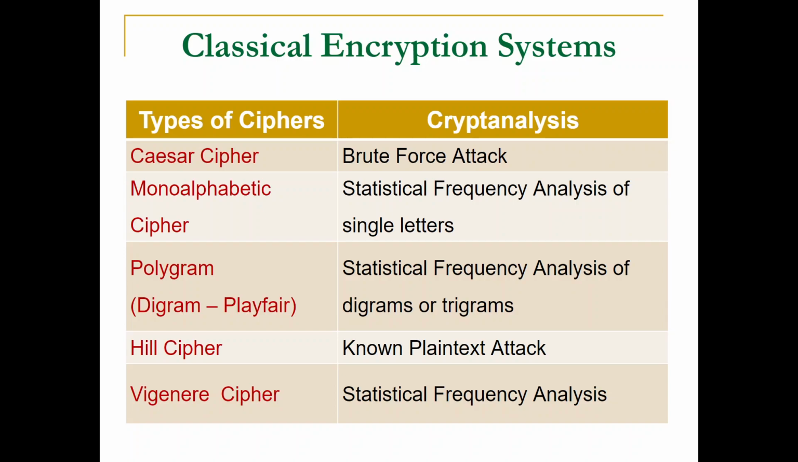Caesar cipher is vulnerable to brute force attack because of its limited key space. Monoalphabetic cipher is vulnerable to statistical frequency analysis of single letters. Polygram is vulnerable to statistical frequency analysis of diagrams or trigrams, and Hill cipher is vulnerable to known plaintext attack, and Vigenere cipher is vulnerable again to statistical frequency analysis.